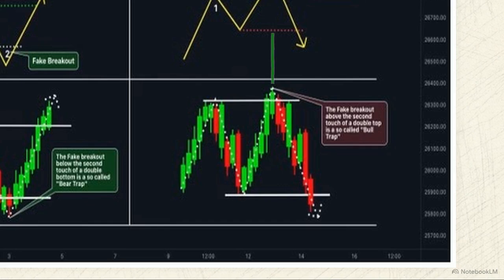Look at the bottom right panel showing the anatomy of a trap. The price appears to break out above the white line, tricking buyers, before immediately reversing. This happens when a move lacks the institutional volume to sustain the new direction.